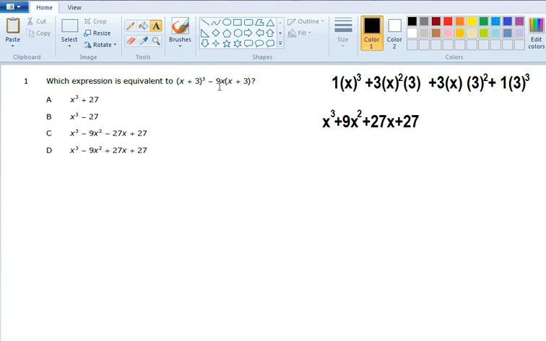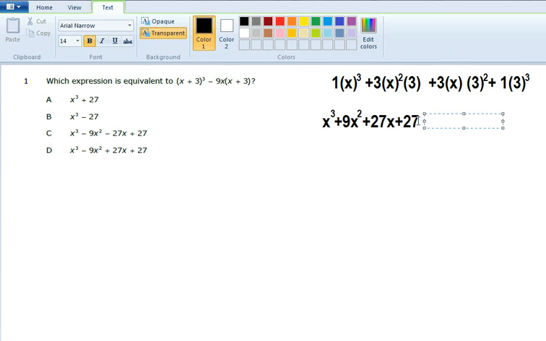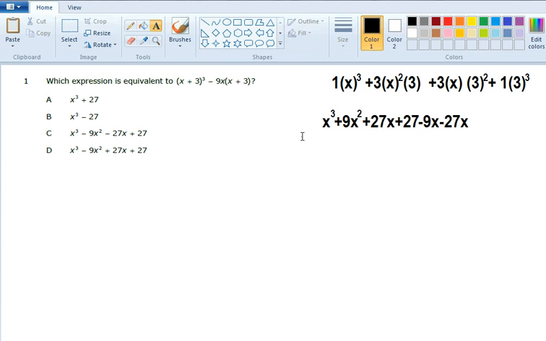Now we have minus 9x times (x + 3). So I'm going to continue this. Negative 9x times x is minus 9x squared. And then we have negative 9x times 3 is minus 27x.